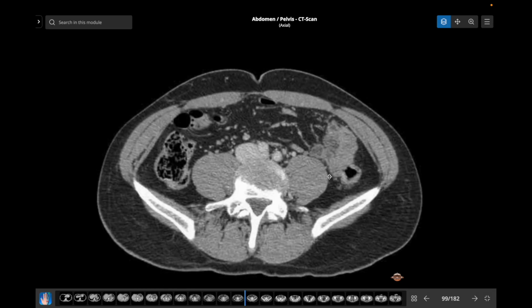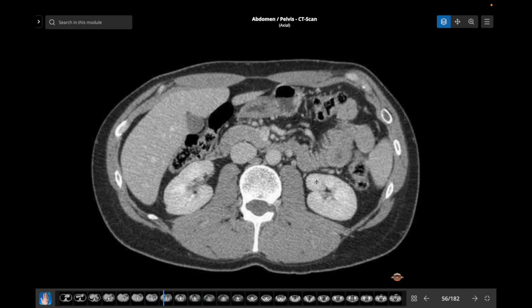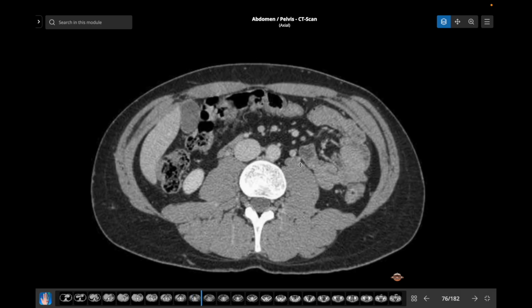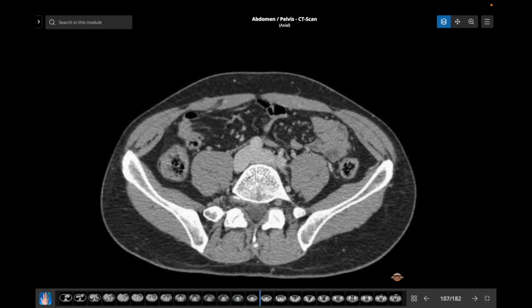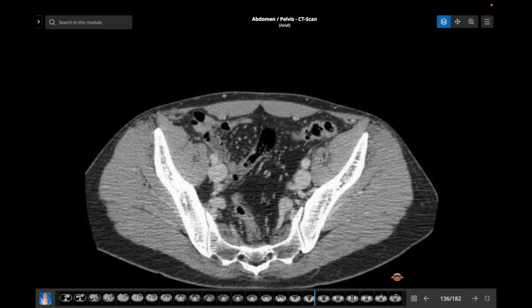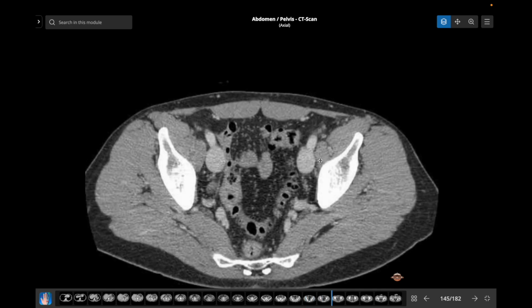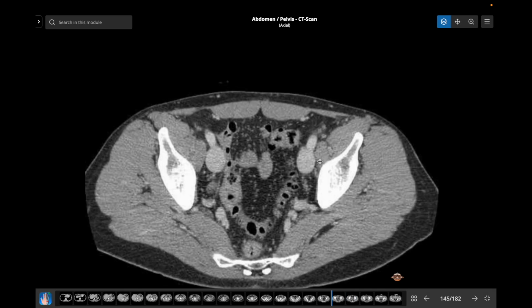So actually, if we go to the CT, this is the ureter. And remember, the ureters, they travel on top of the psoas muscles. So here, it's quite hard to see, but bear with me. It's coming here, here, here. You sort of lose it there. But remember, they travel on top of the psoas muscles.